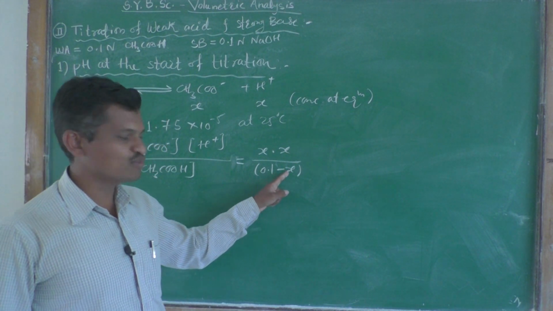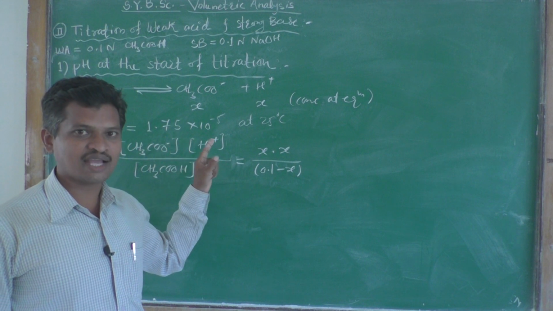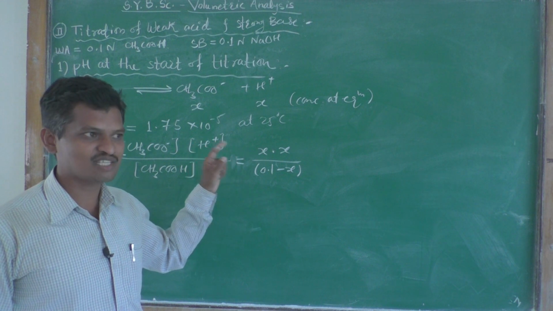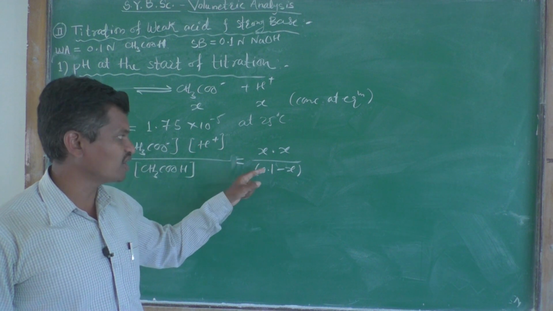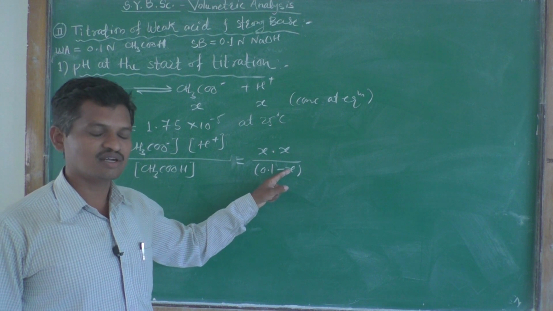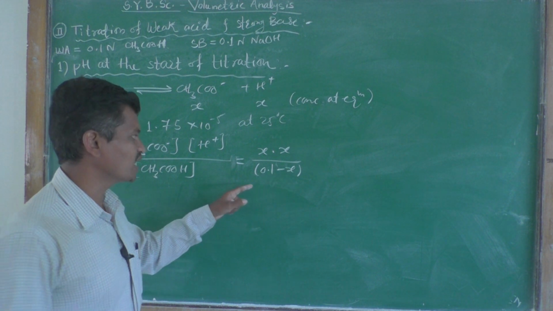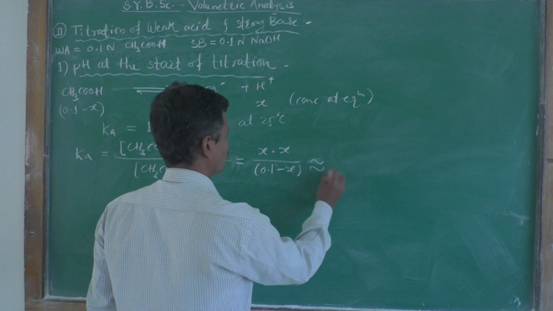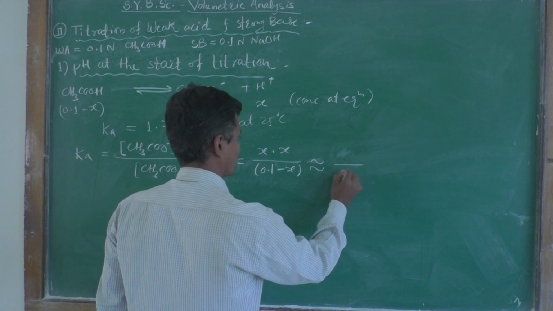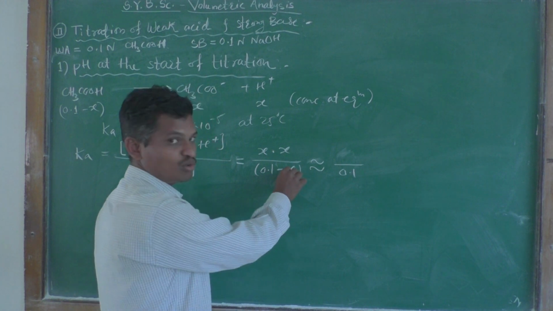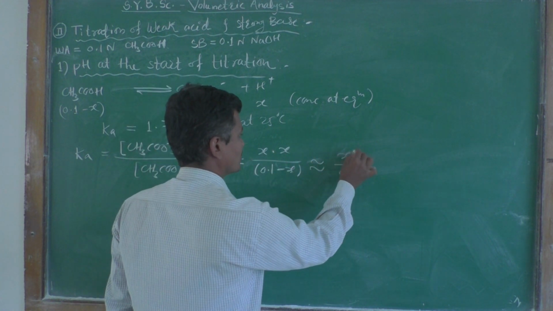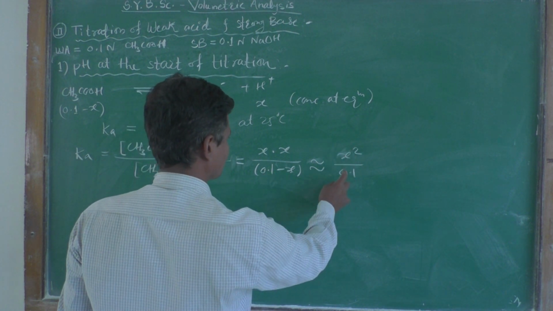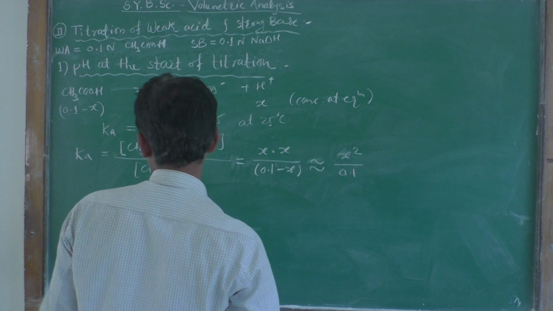Now acetic acid is a weak acid and X is very small, because it dissociates only partially, so very little acetic acid is dissociated. As X is the degree of dissociation, it is very small, so we can write 0.1 minus X as approximately equal to 0.1. We can neglect X. So X into X is X square, and 0.1 minus X becomes 0.1. So X square upon 0.1 is equal to Ka.